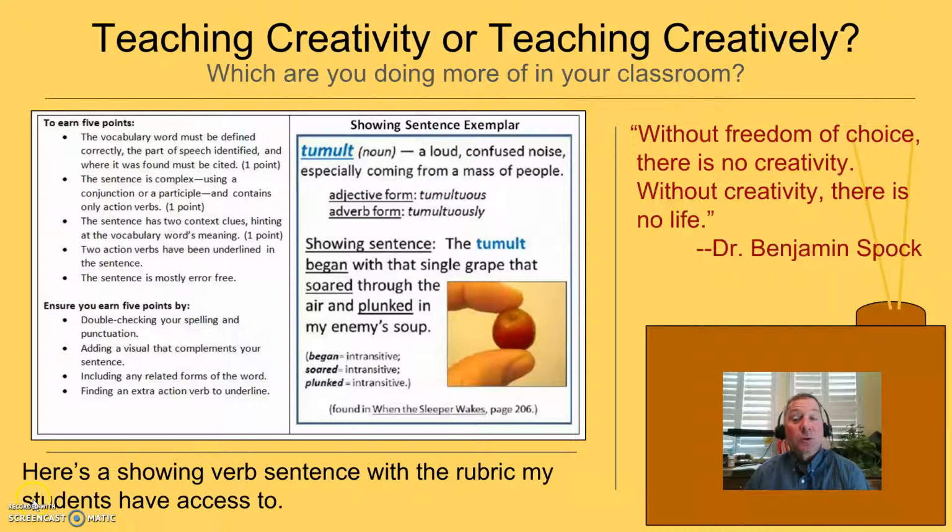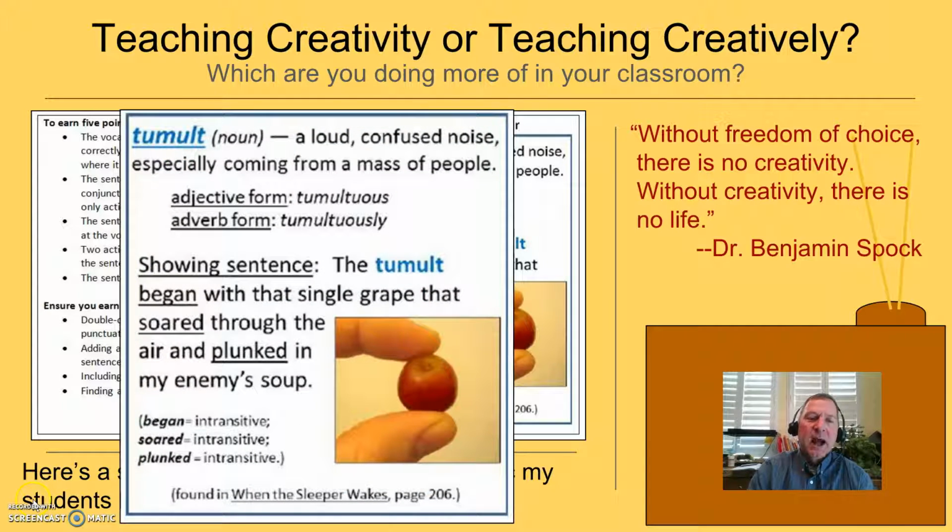Showing sentences are another of the creative ones. I'm a big believer in action verbs to show good writing, and so a showing sentence requires students to fill their sentence with at least three different underlined verbs, not vocabulary verbs, just verbs. And when they become 8th graders, they're required to not only underline them, but identify them as transitive or intransitive, as you can see here in my example.